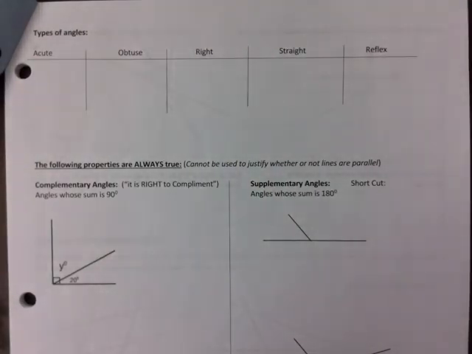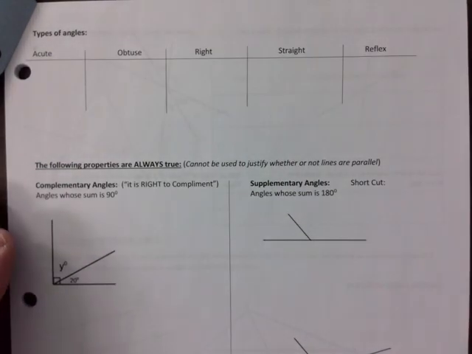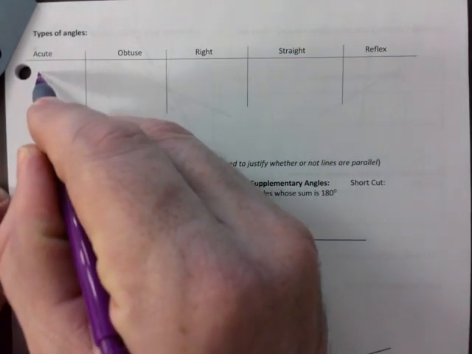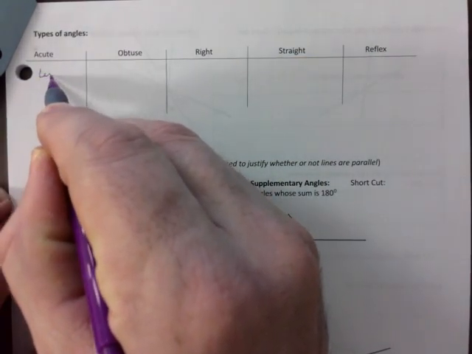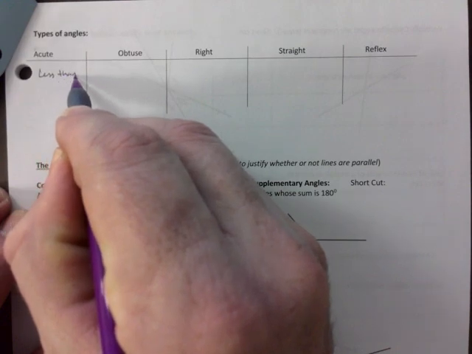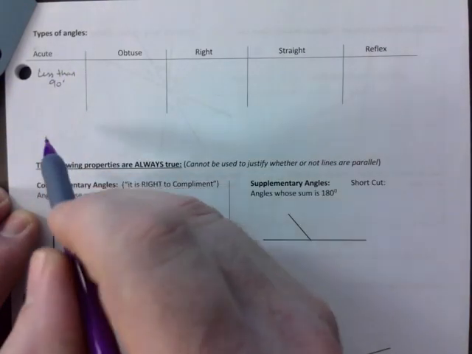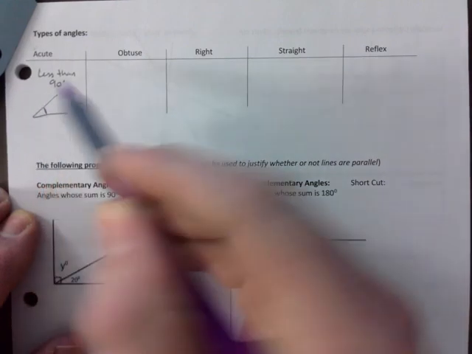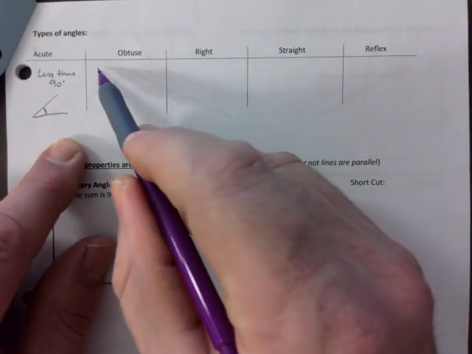Right, just to make sure we all know our terminology. So the first couple pages are just review, but when it comes to types of angles, here they are. Acute is just less than 90 degrees. So an angle that's less than 90 would look something like this.